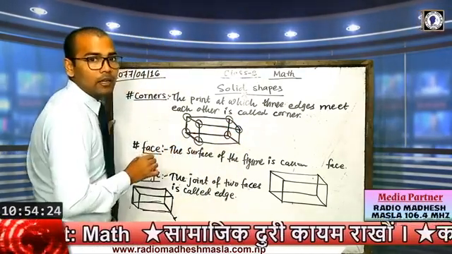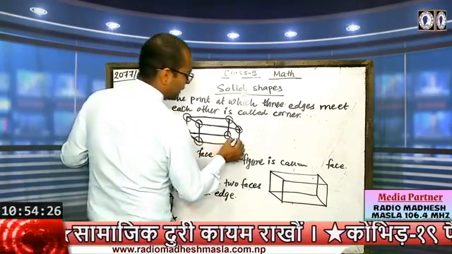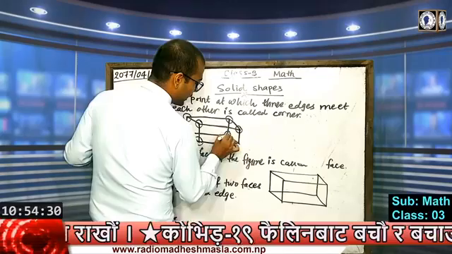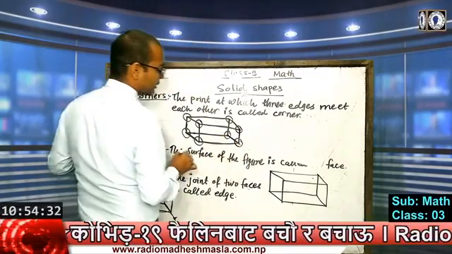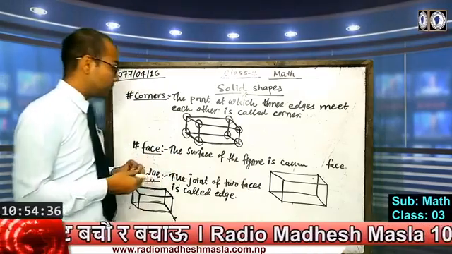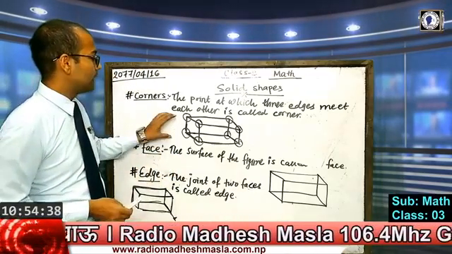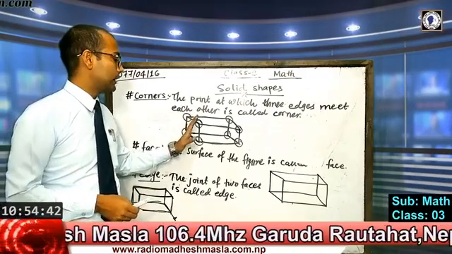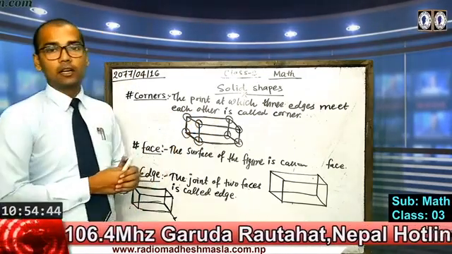It means this is the fifth corner. In the same way, 1, 2, and 3. This is the seventh, and this is the eighth corner. So we can find here in a cuboid how many corners are there? There are 8 corners in a cuboid.